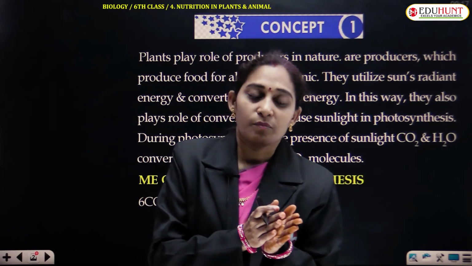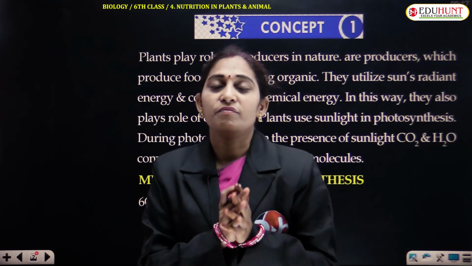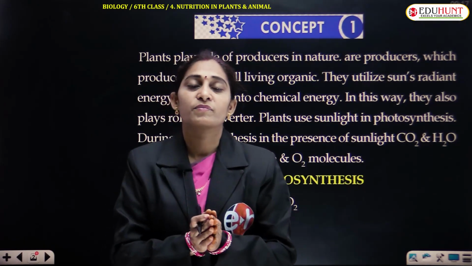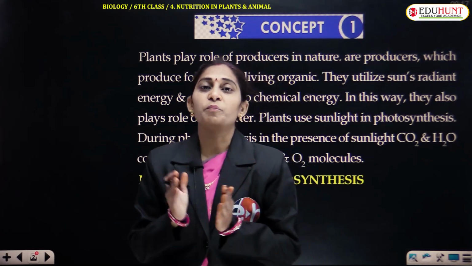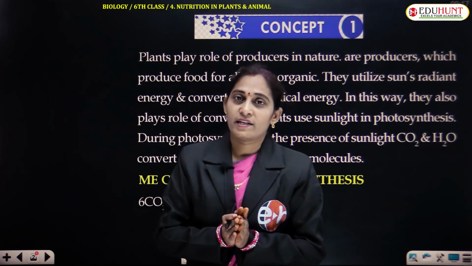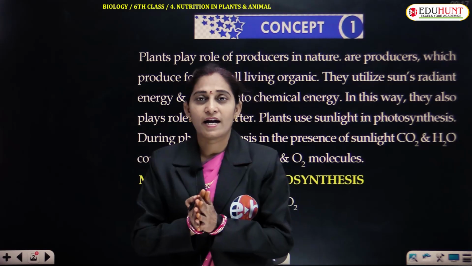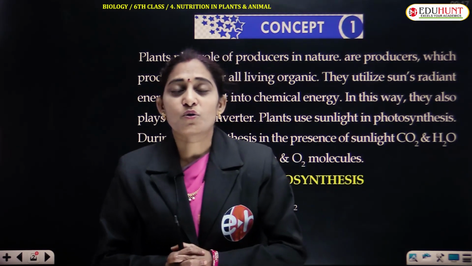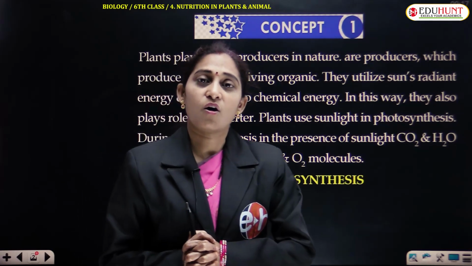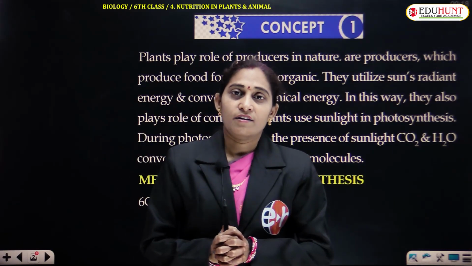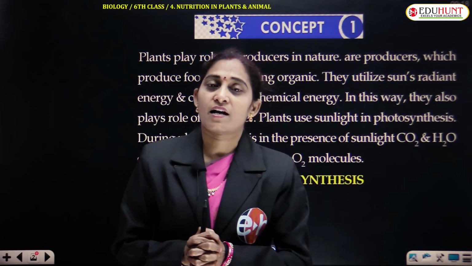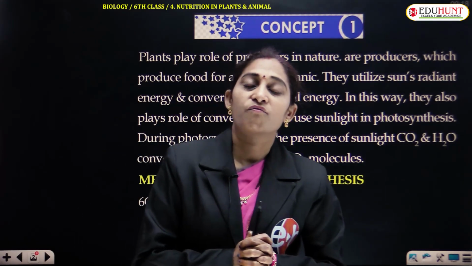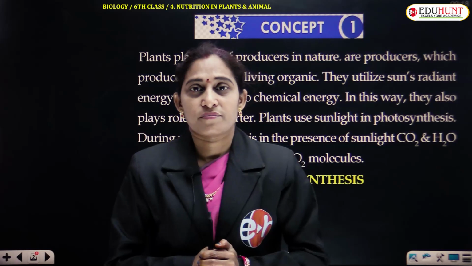So based on nutrition we can divide the whole living organism domain into two major categories. One is autotrophs and the second is heterotrophs. In autotrophs, all the photosynthetic organisms are there. Photosynthetic organisms are nothing but the primary producers of the ecosystem.